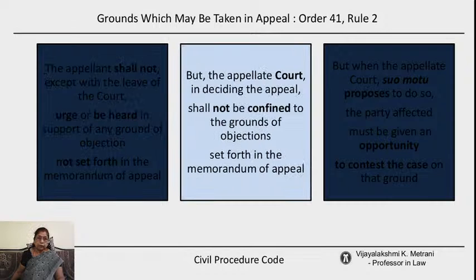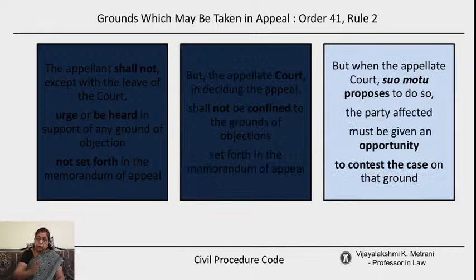Rule 2 says that when the ground is given, the court while deciding the appeal is not confined to the grounds. That person cannot argue on any other ground, but the court will not confine itself to only those grounds. It can even look into other grounds also. It may add other grounds also on its own, suo motu. But if it adds any ground on its own, then it should give the party an opportunity to contest the case on that ground.